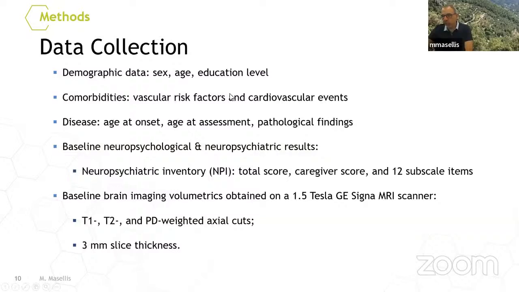We also controlled for vascular risk factors, which is important because they can contribute to white matter hyperintensities seen on MRI. We looked at disease age at onset, age at the time patients were assessed in the study, and neuropathological findings. As I mentioned, for the NPI, we used the total score as well as the 12 subscale item scores to look at associations. And then we had a standardized brain imaging volumetric protocol with quantitative T1 MPRAGE, T2, and proton density scans to look at the white matter hyperintensities. These were 3 millimeter resolution.